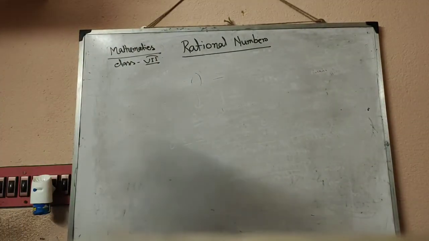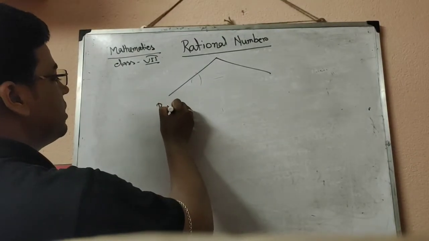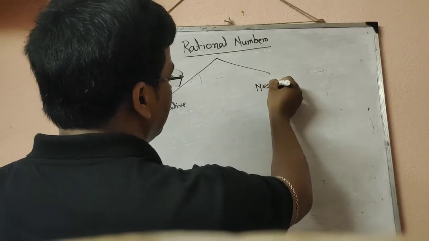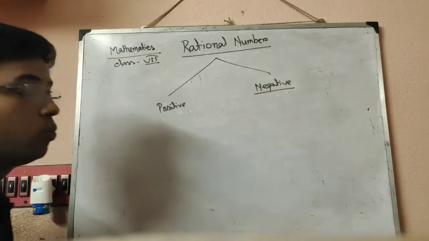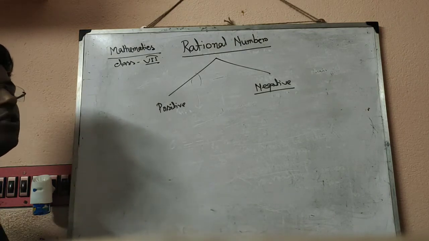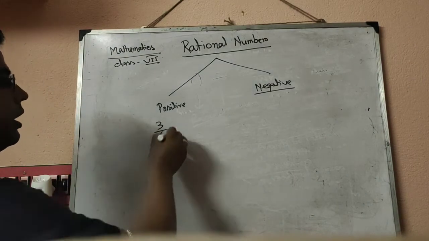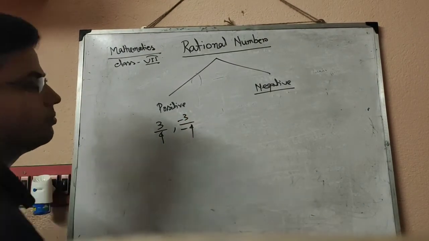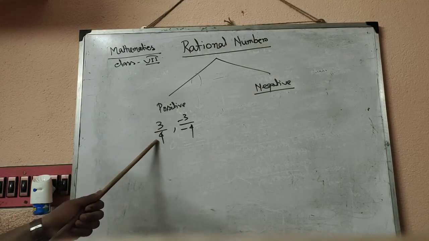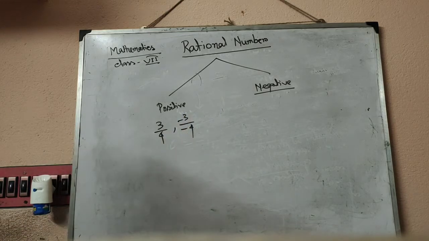There are two types of rational numbers. One, positive rational numbers. Second, negative rational numbers. Which are positive rational numbers? When the numerator and denominator signs are the same. That means 3 by 4 and also minus 3 by minus 4. Here the numerator sign is positive, the denominator sign is positive. Here the numerator sign is negative, the denominator sign is negative.